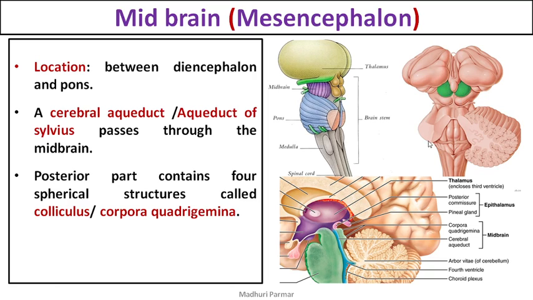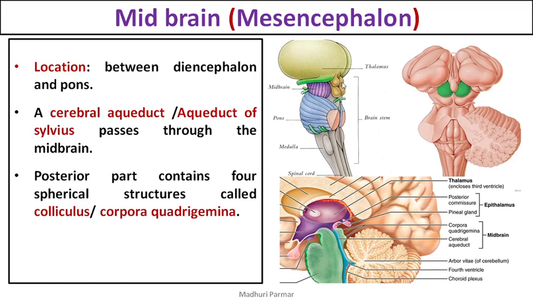Clear? So these contain 4 spherical structures. Here 1, 2, which are shown in green, and 3 and 4. Clear? So these 4 together are known as corpora quadrigemina. Corpora just means body, and quadri means 4. So there are 4 such spherical bodies. Hence the name corpora quadrigemina.